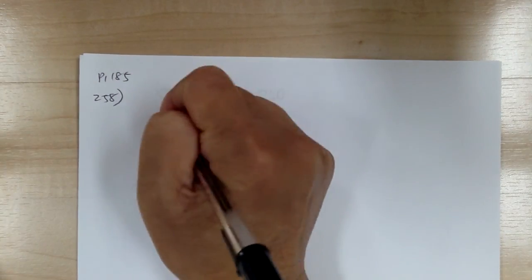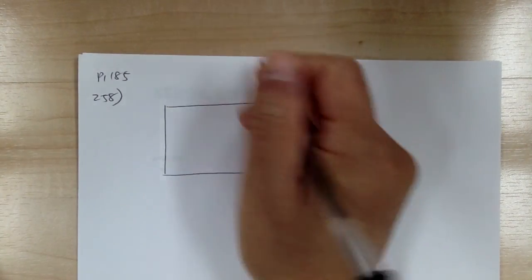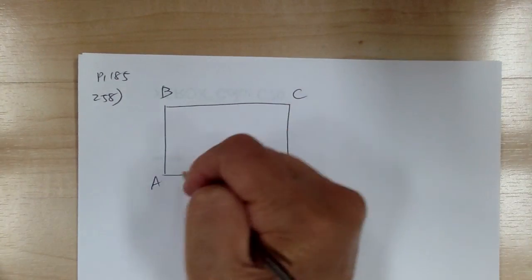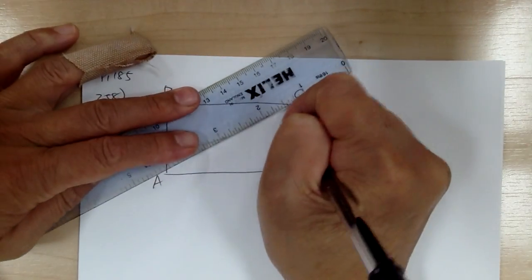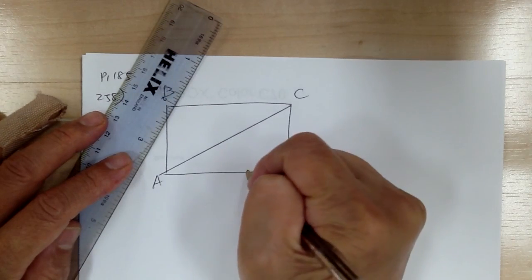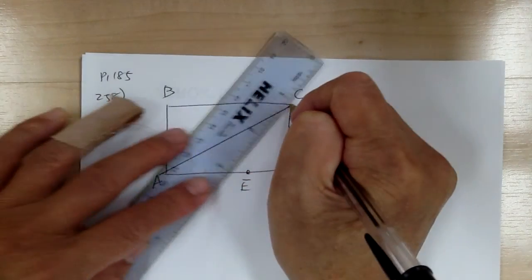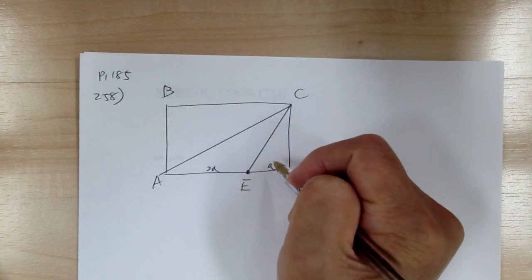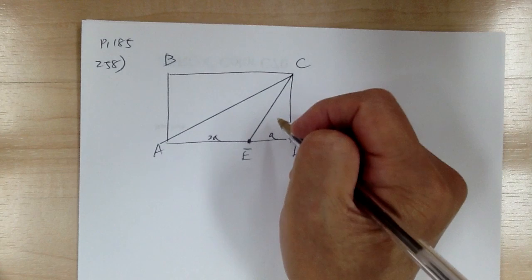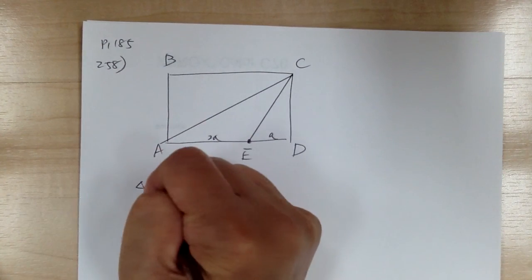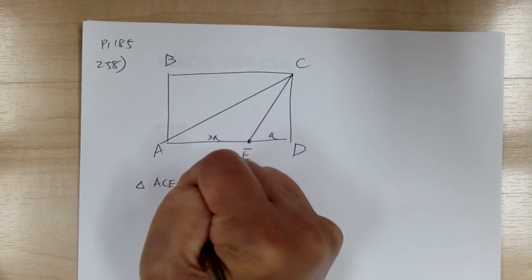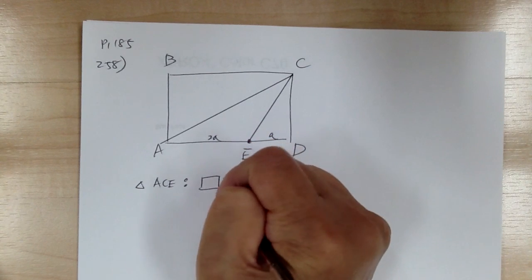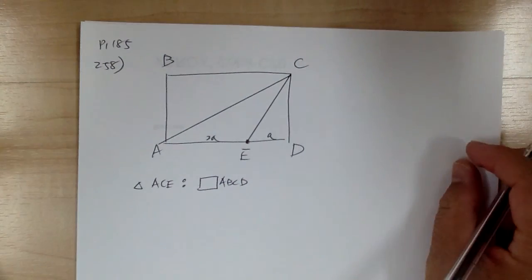Okay, so you have this picture over here. You've got A, B, C, D. You have the E over here. And this is 2A, and this is A. So you're looking for the ratio of the area of triangle ACE to the area of the rectangle ABCD.